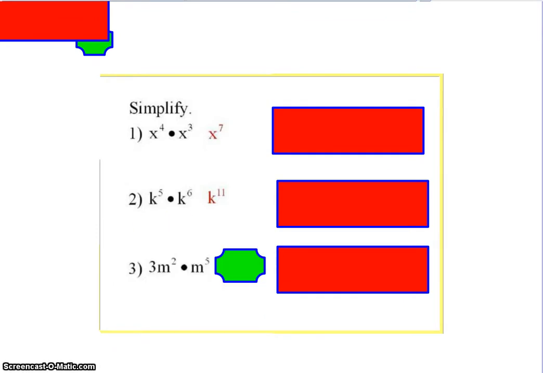3m squared times m to the 5th. What we've changed here is we've actually given you a constant. Okay, not a constant, a coefficient, a number in front. Now the coefficient here is 3. There's not one there. When there's not one written, remember it's 1.